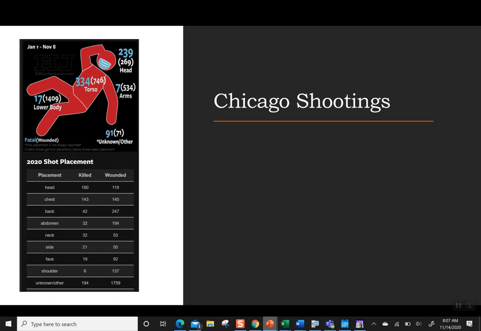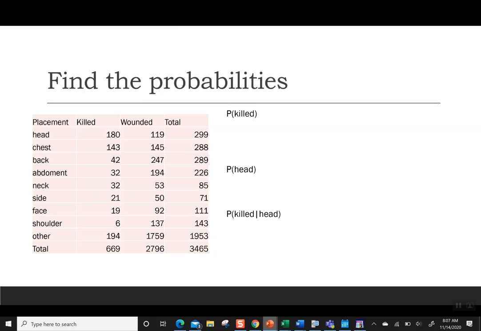All right, let's look at something else. So this is from a website where they look at Chicago shootings, and this is pretty current. Today is November 14th when I'm making this video, and this was November 8th. So this is in the past week, how many shootings there were. I just transferred that into a chart that we could look at a little better.